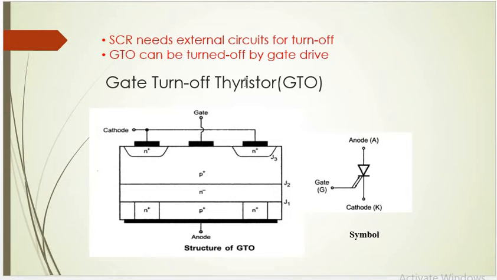But in gate turn off thyristors, if the gate pulse is given, it can be turned on, and if you remove the gate pulse, it can be turned off. That is the main difference between your GTO and your SCR. Here we can say that it is very similar to your SCR: anode, cathode and gate. But in the gate, here we have given two arrows. That is, it can be turned on by using a gate signal and it can be turned off by removing the gate signal. That is the difference between your GTO and your SCR.